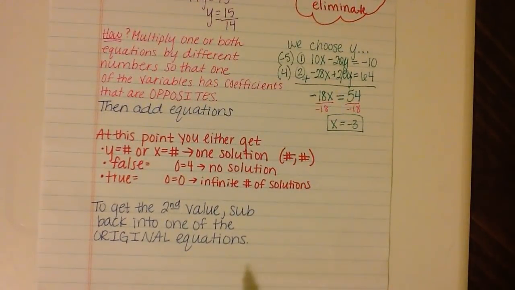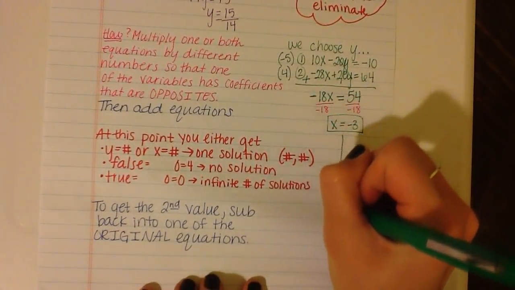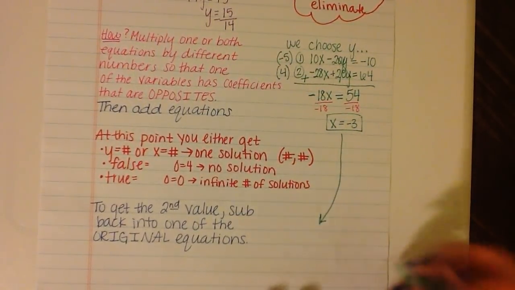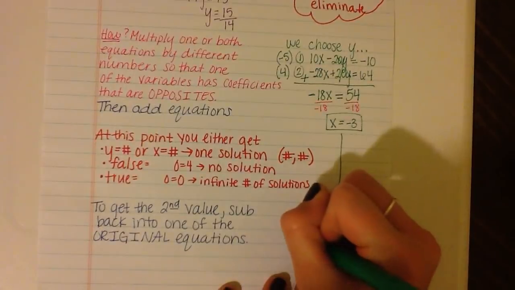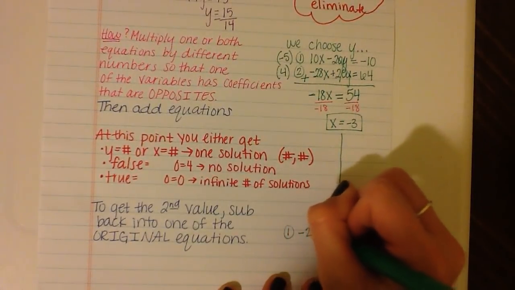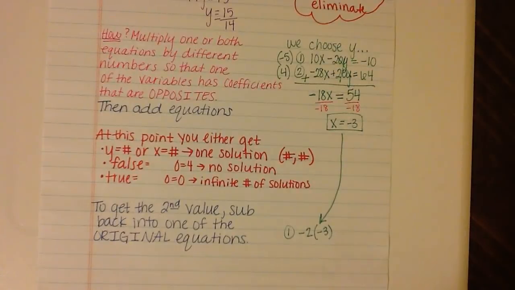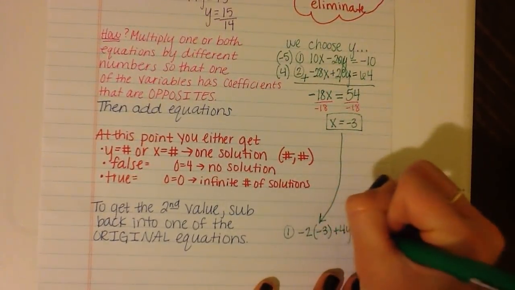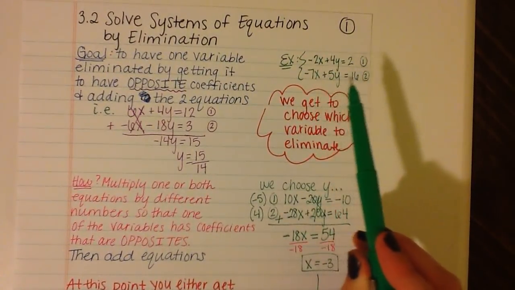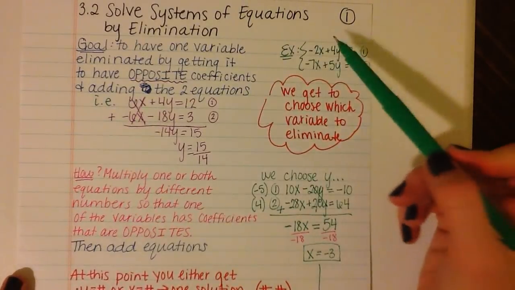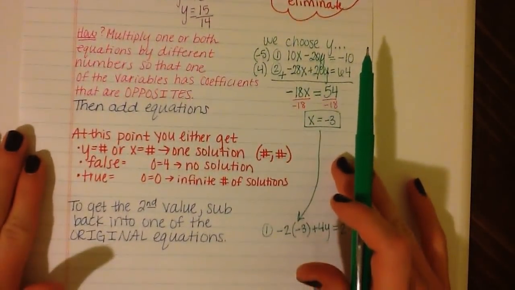So down here it says to get the second value, we're going to sub it back into one of the original equations. So we're going to take this value, bring it down here, and plug it into equation 1. The original equation 1 was negative 2x plus 4y equals 2, but our x is now negative 3. That was the original back up here. All we did was plug negative 3 in for x. Now we're going to solve for y.